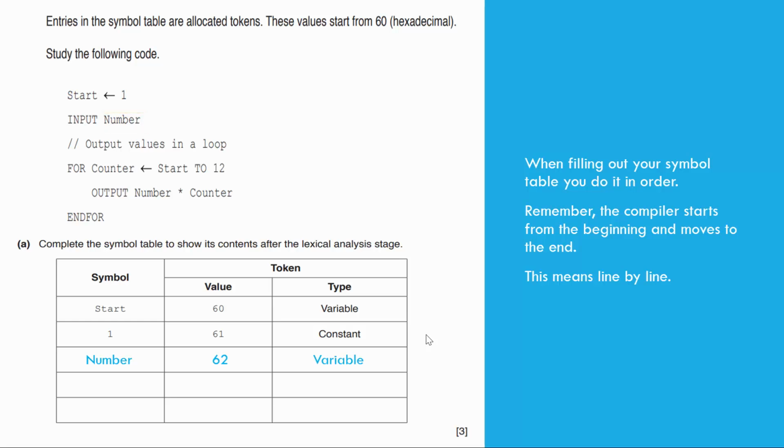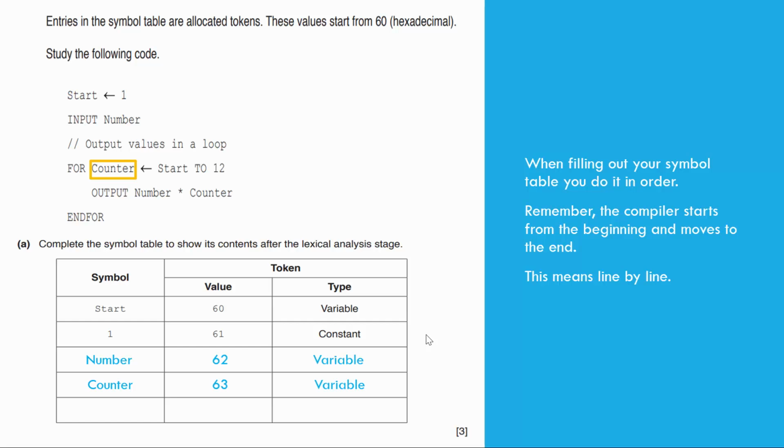So now we take a look at counter. The computer says, I don't see counter in the keyword table. We have to add it to the symbol table. So it adds counter. What about value? What's its value? Well, 60, 61, and 62 are already taken. So we move to the next one, 63. What about counter? Could it change? Is it always going to be the same value? Not always. It could change. So we say it is a variable.